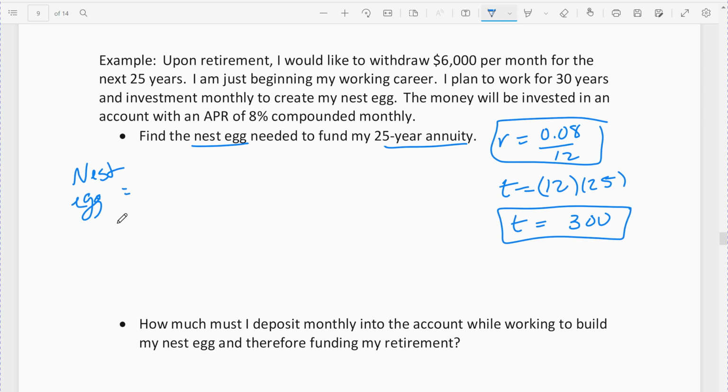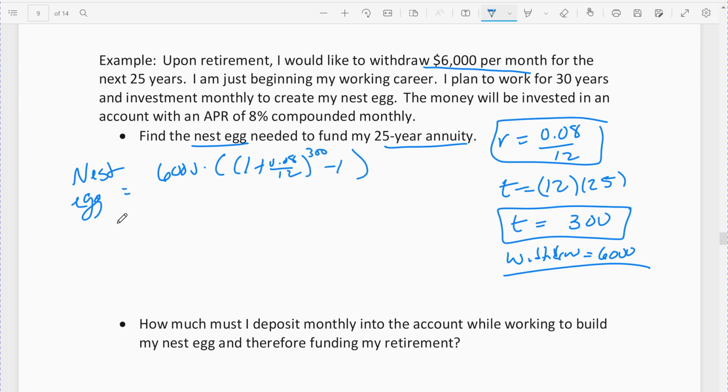So I have to use the nest egg formula, so make sure you pull the nest egg formula off the formula sheet. The withdrawals is 6,000, right? That's the amount we're taking out. So 6,000 times, double sets of parentheses, 1 plus 0.08 divided by 12 raised to the 300 minus 1 in parentheses, divided by parentheses 0.08 over 12, that's R, times parentheses 1 plus 0.08 divided by 12 raised to the 300.